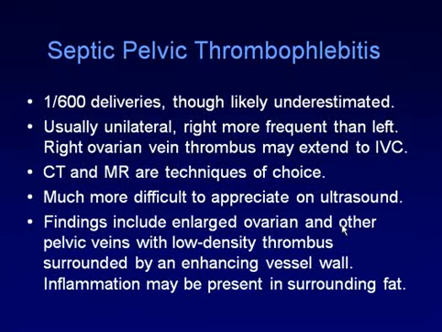Findings include the enlarged ovarian and other pelvic veins with low density thrombus. Often the vessel wall is enhancing or inflamed in appearance, and there also may be adjacent inflammation in the surrounding fat.